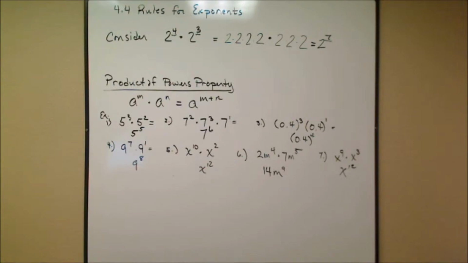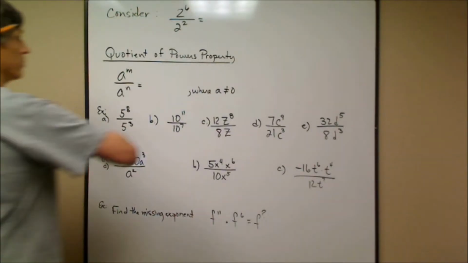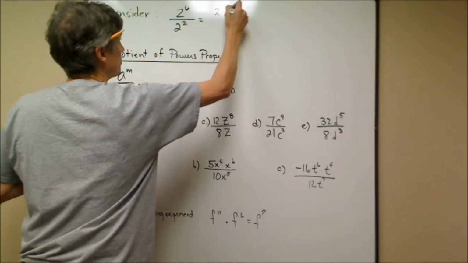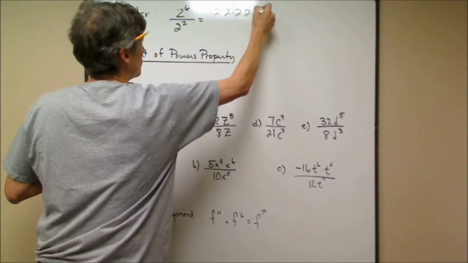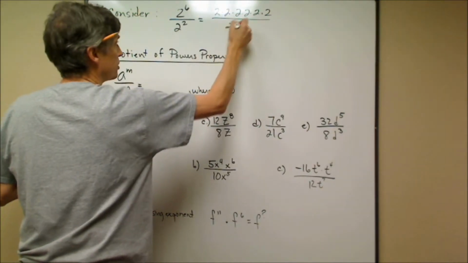Now we're going to look at one that's a little bit different, but kind of goes hand in hand with this. Let's consider this example: 2 to the 6th all over 2 to the 2nd, which is the same thing as saying 2 to the 6th divided by 2 to the 2nd. 2 to the 6th, remember, is 2 times 2 times 2 times 2 times 2 times 2. 6 factors, and 2 to the 2nd is 2 times 2.